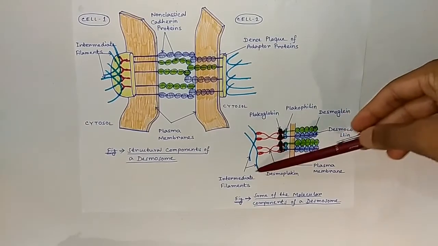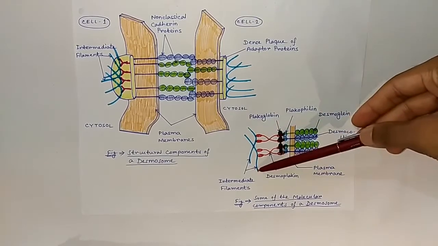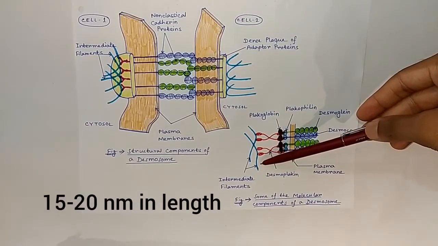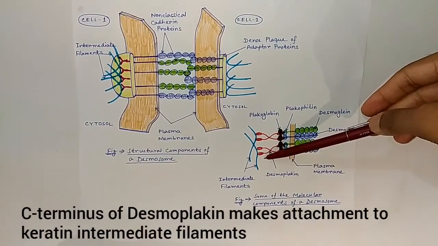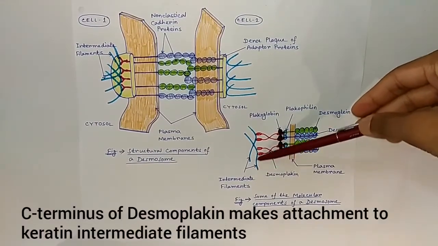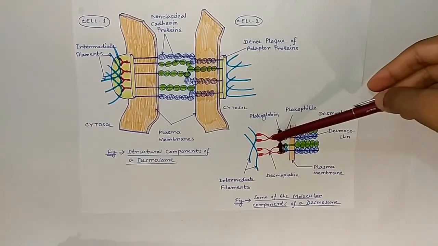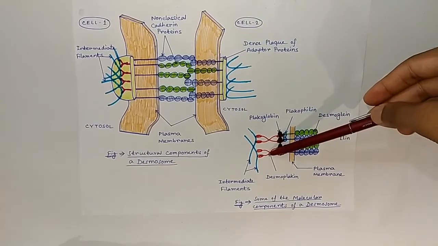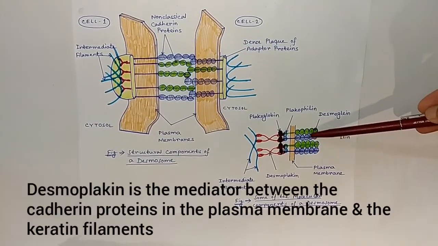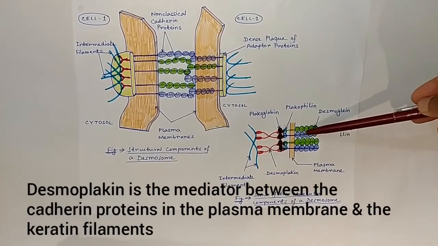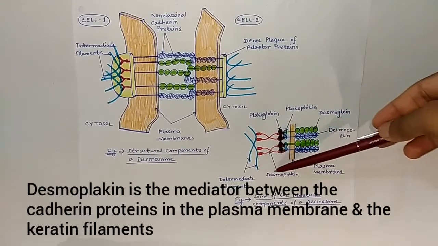This region is inner dense plaque. It is also about 15 to 20 nanometer in length. Here, the C-terminus end of desmoplakin makes attachment to keratin intermediate filaments. Desmoplakin is the most abundant part of the desmosome, and it operates as the mediator between the cadherin proteins in the plasma membrane and the keratin filaments.